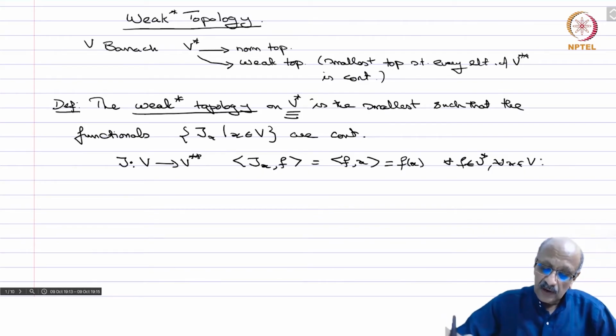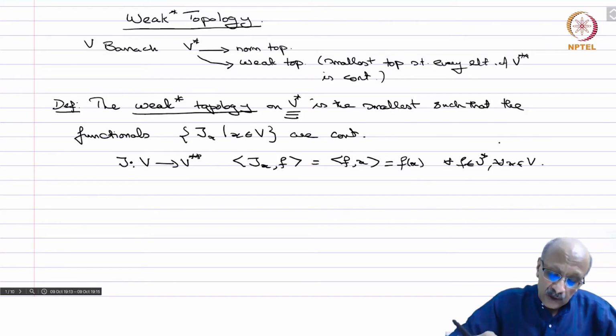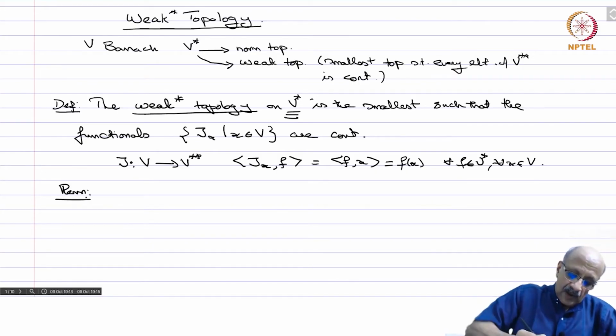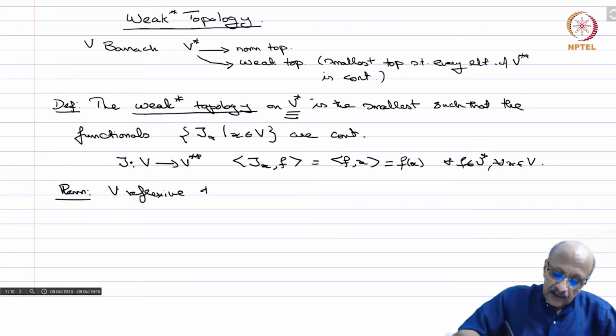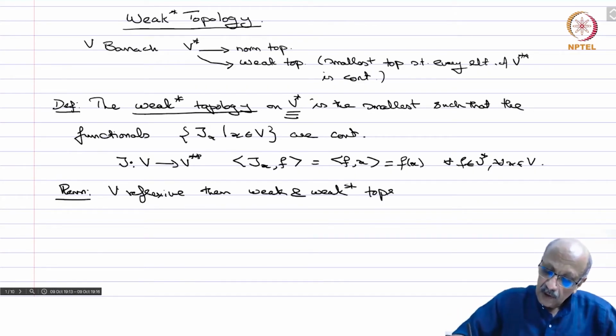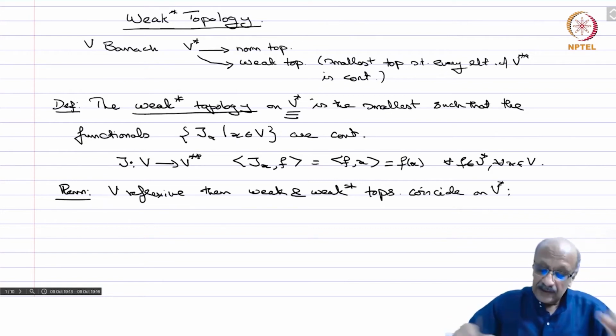So for the weak topology, all elements of V double star are continuous, but now we are only asking for a smaller number of functionals, namely the functionals of the form Jx to be continuous, and therefore this gives you a smaller topology. So, an immediate remark: if V is reflexive, which means J is onto, then there is nothing new. The weak and weak star topologies coincide on V star. So this makes sense only in the non-reflexive case.